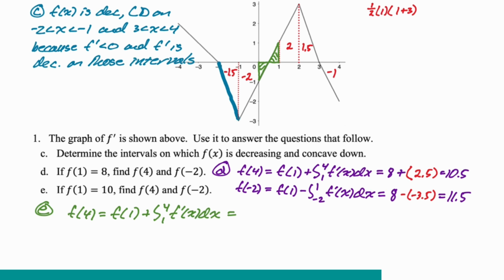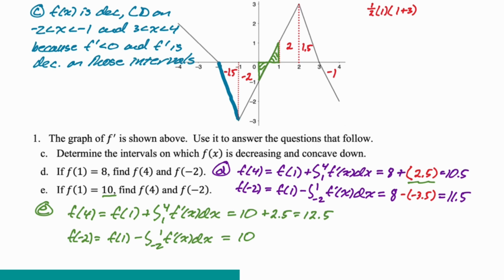So if you think about it, if the initial value is just 2 bigger, all of our answers should just be 2 bigger than the previous answers that we got. So I'm going to do our value here, which is 10, and then our integral from 1 to 4 did not change. It's still 2.5. So we get 12.5, which is 2 bigger than the 10.5 that we previously got.